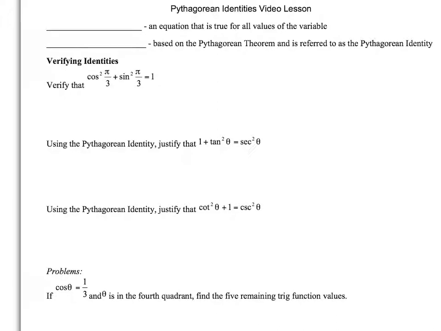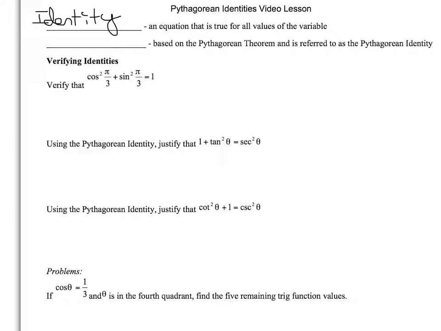Today we are going to talk about Pythagorean identities. An equation that is true for all values of the variable is called an identity. This one is based on the Pythagorean theorem and is referred to as a Pythagorean identity.